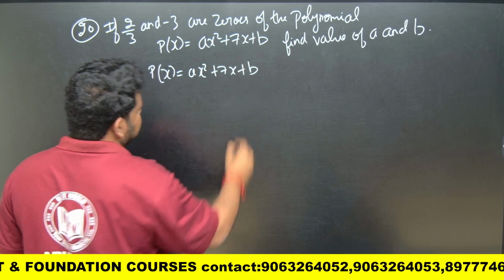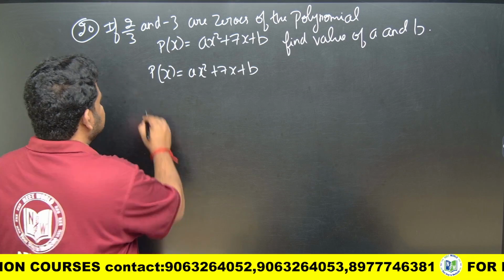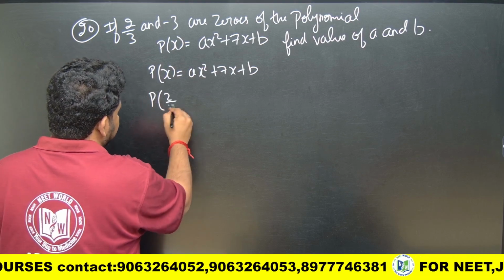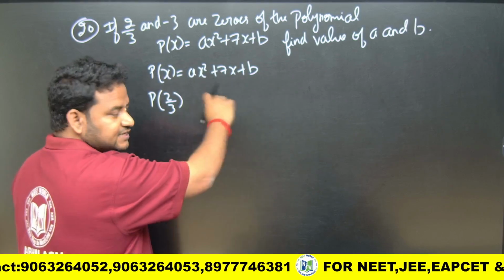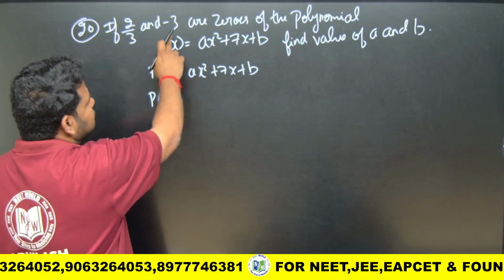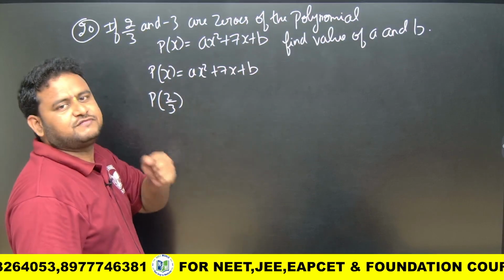Yes, 7x plus b. So, if I put x is equal to 2 by 3, this will become p of 2 by 3. This entire thing should become equal to 0. If I put x is equal to minus 3, then also this entire thing should become equal to 0. That is the meaning of zeros of the polynomial.